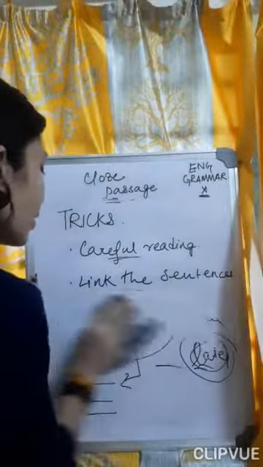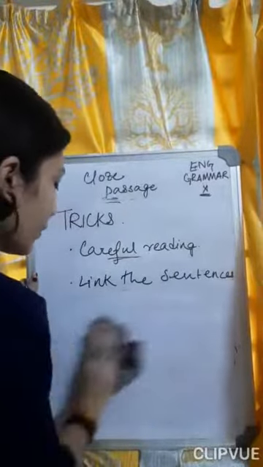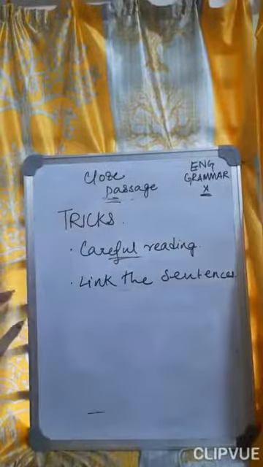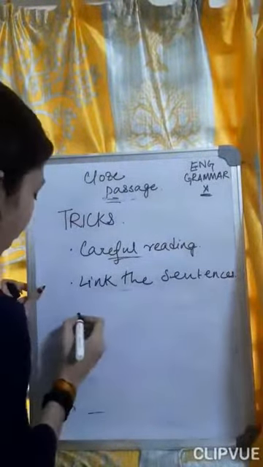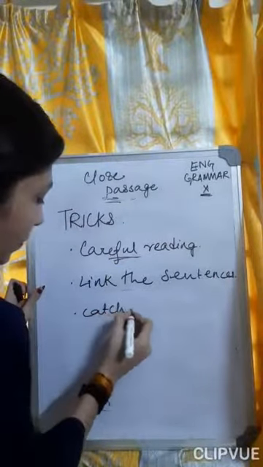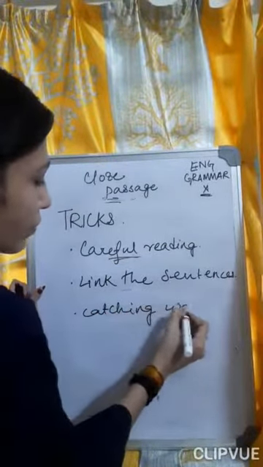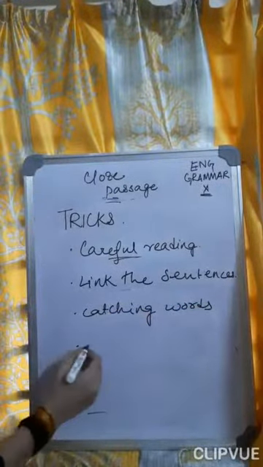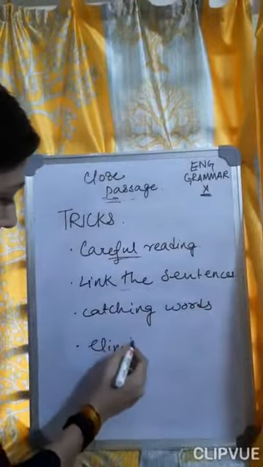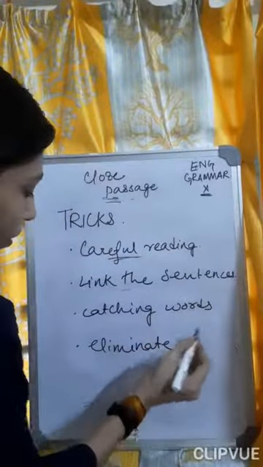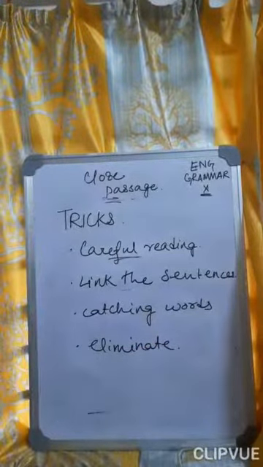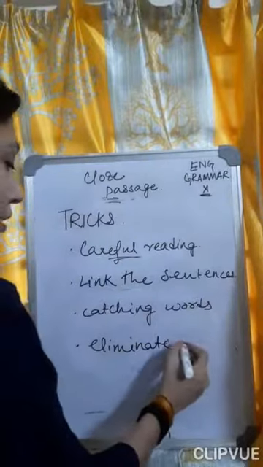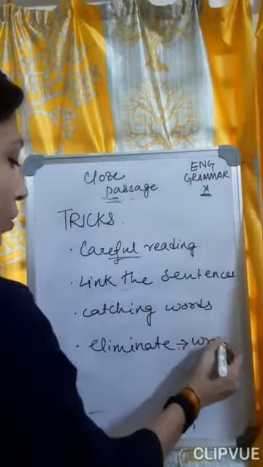So linking the sentences and catching words, these are two tricks. And now, another thing is: eliminate. Eliminate what? Eliminate the wrong answers.